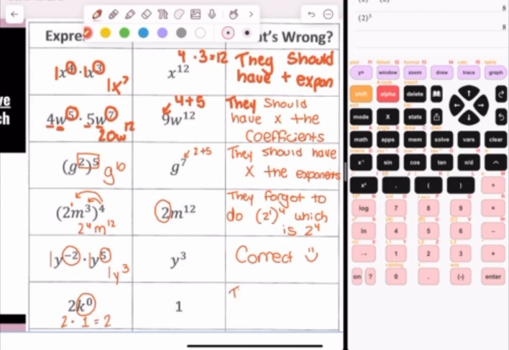So they forgot about the outside 2. They just seen exponent of 0, and they just figured the whole thing was 0. But that 2 doesn't have an exponent of 0. That 2 has an exponent of 1.